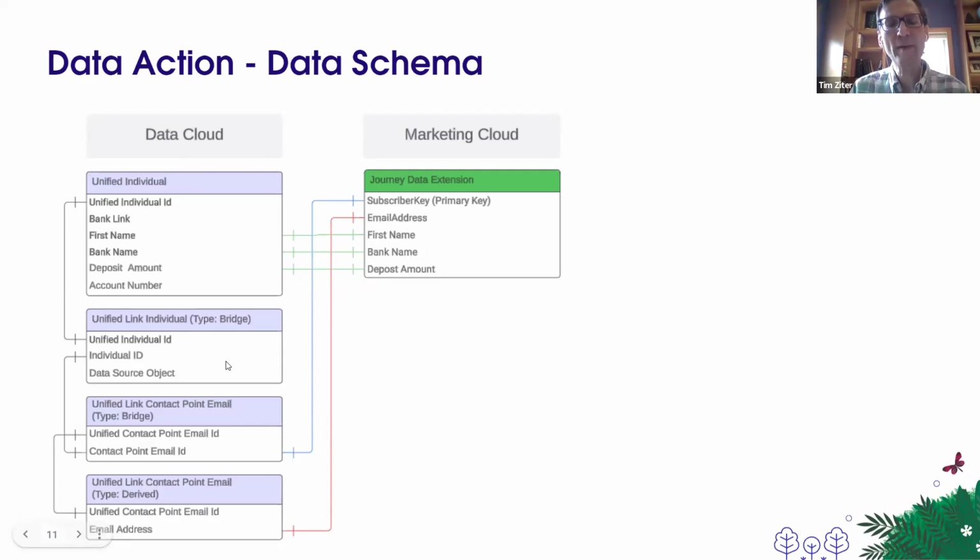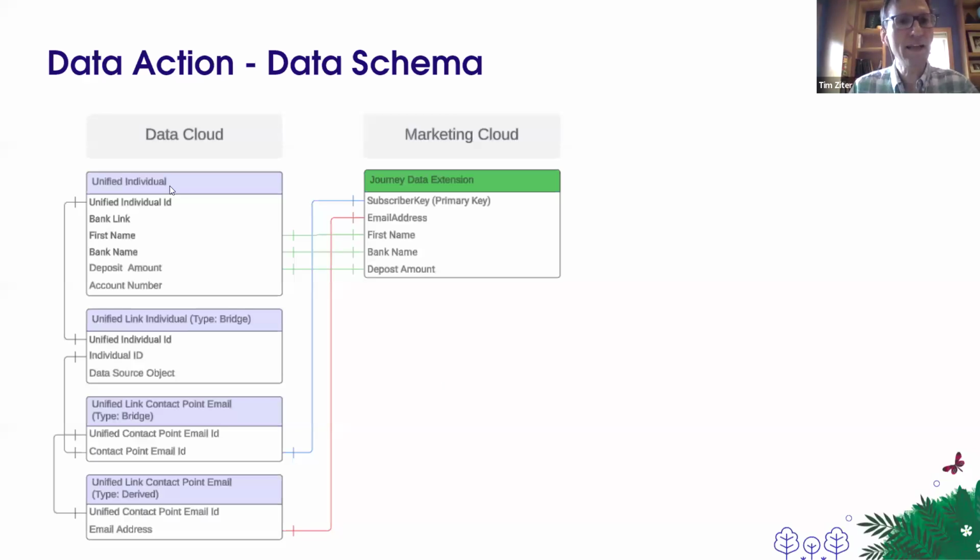Once there, that's going to give us a path to the contact point email, which has the subscriber key and the email address. Unfortunately, that's in two different DMOs. In this first DMO, the bridge, that has the subscriber key, and that is actually the ID that we're linking from this link individual into this bridge object. And then finally, we're going to link these two objects together, which is going to provide us with the email address. So the subscriber key is going to come from the bridge contact point email into Marketing Cloud. The email address is going to come from the derived DMO here. And then all the personalization data points are going to come from that unified individual.